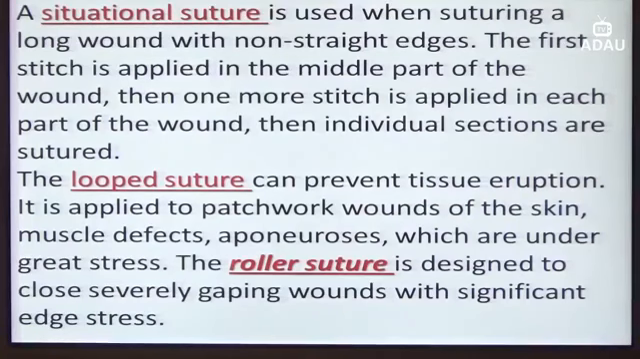Situational suture we use when we close a long wound with non-straight edges, and the looped suture prevents tissue eruption and is applied to patchwork wounds of the skin, muscle defects, aponeurosis. And the roller suture is designed to close severely gaping wounds with significant edge stress. But the most common we use are situational suture and looped suture. But roller suture we use, as I said, for severely gaping wounds with significant edge stress.